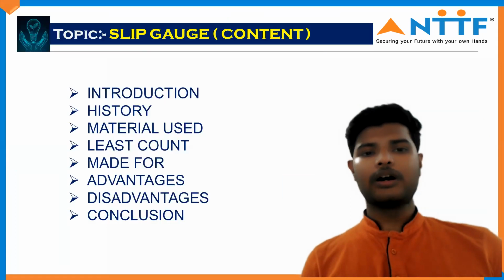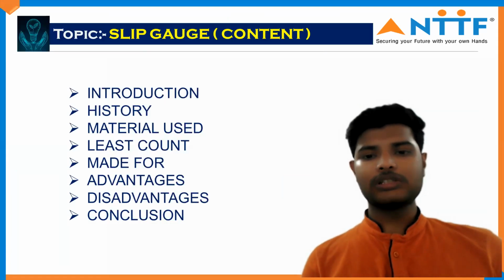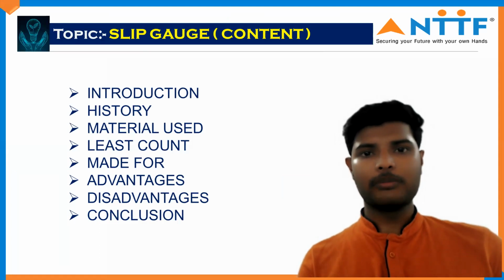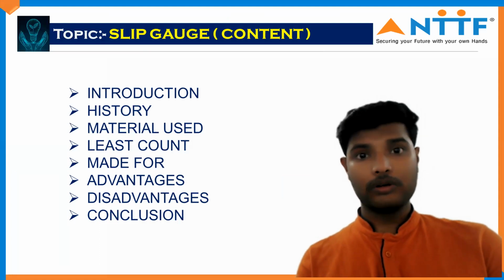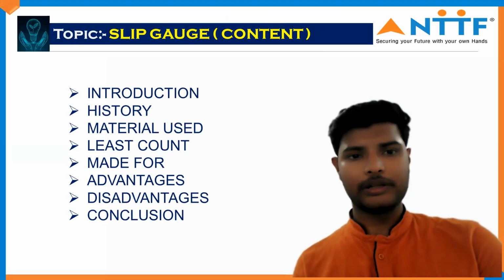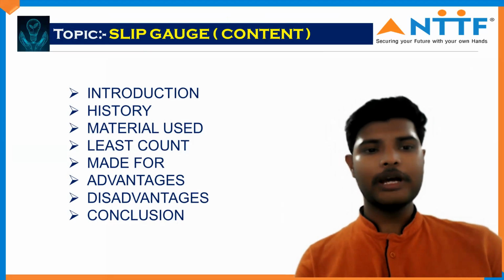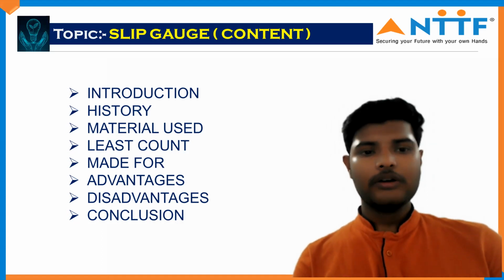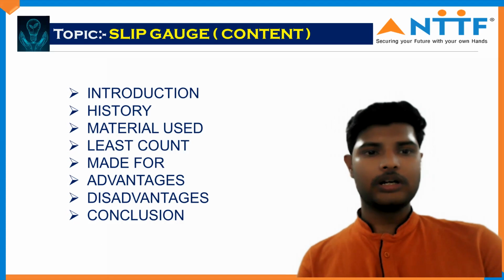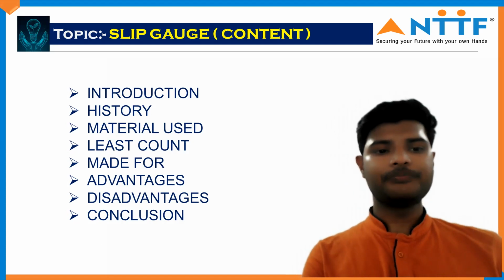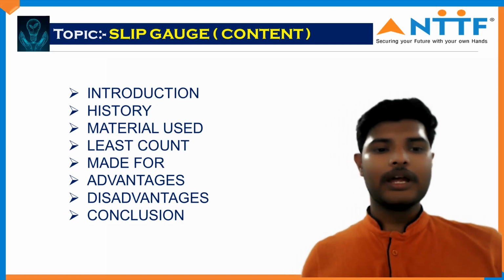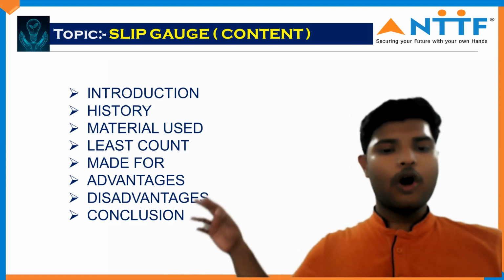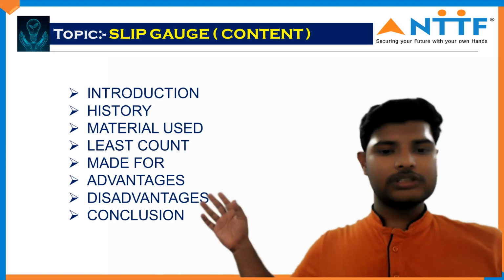So now we are going to talk about my content: what I'm going to tell and what I want to show about this instrument. Let us see my content. Introduction, history, material which is used to make the slip gauge, least count, advantages, disadvantages, and conclusion. We will learn all of these contents.